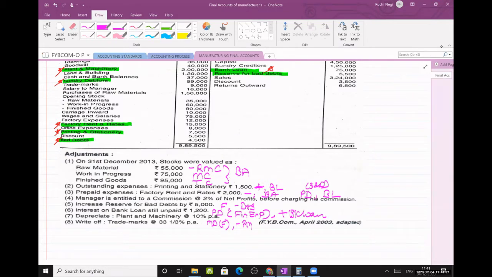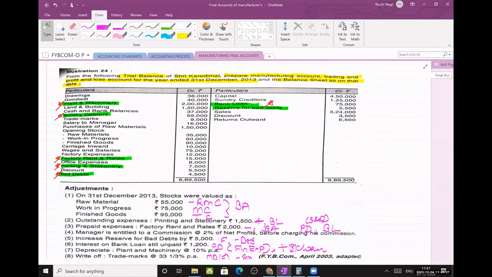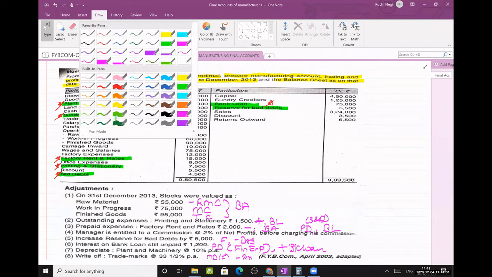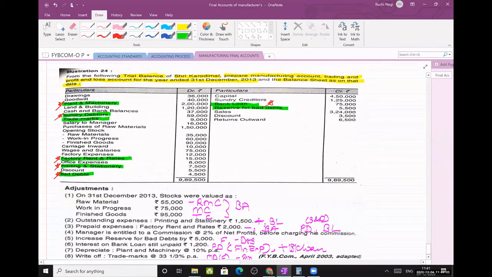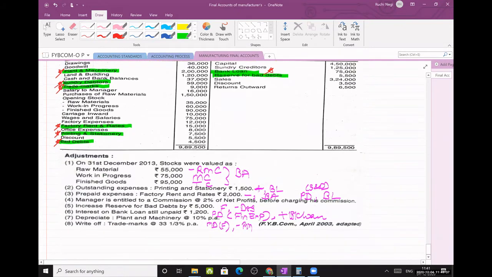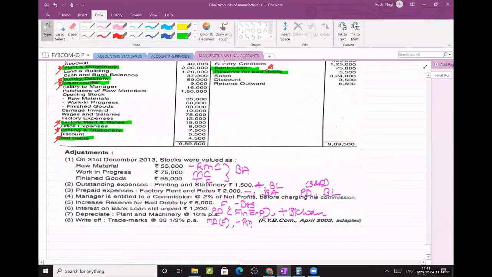Then trademarks are given to you. Trademarks are intangible assets, fixed assets, sorry, intangible fixed assets. Okay, so it is having an adjustment. So I'm going to put a tick mark and I've highlighted it with green. Write off बोला है मतलब depreciate करना है trademarks को.